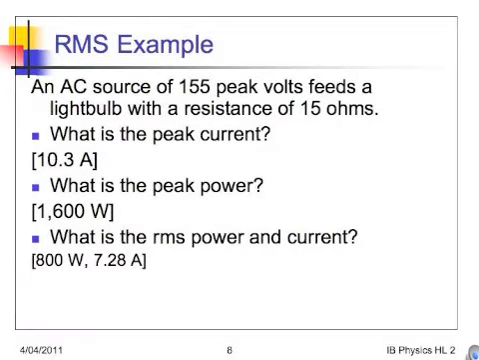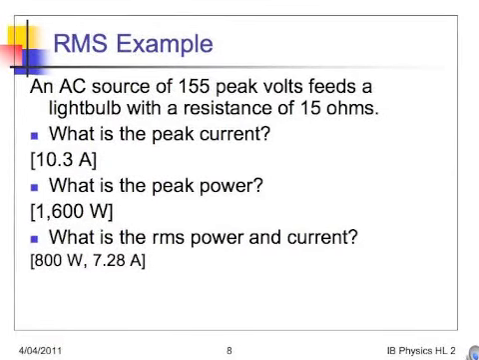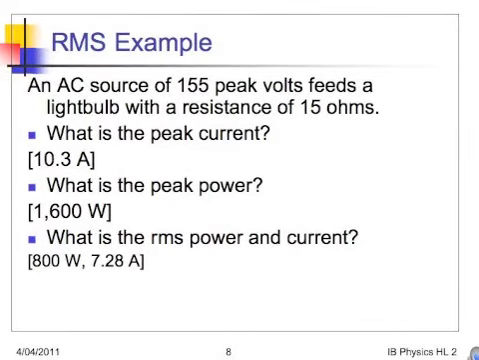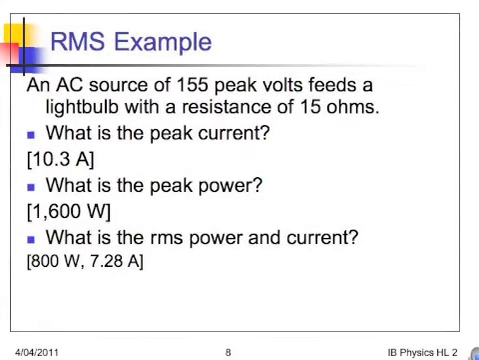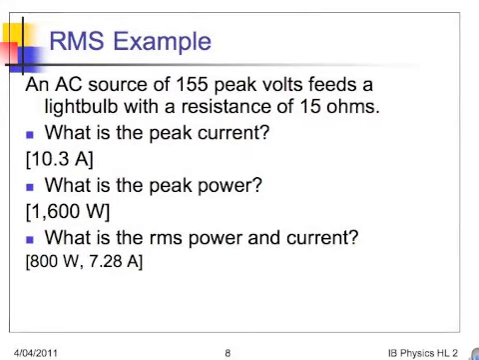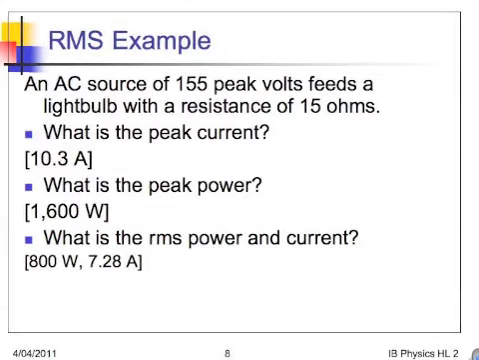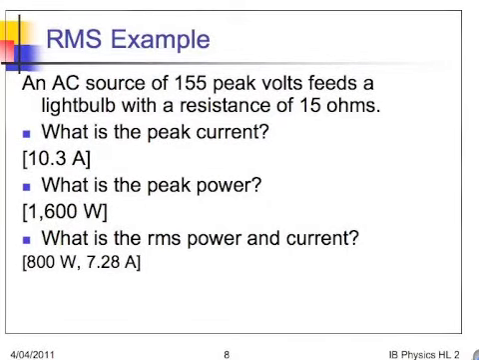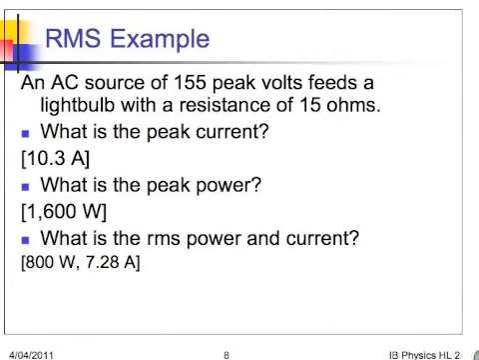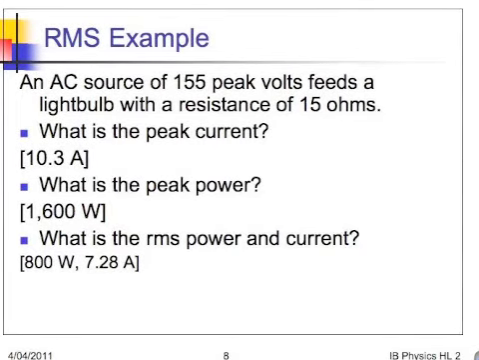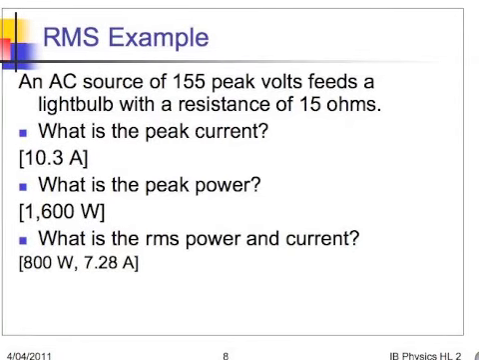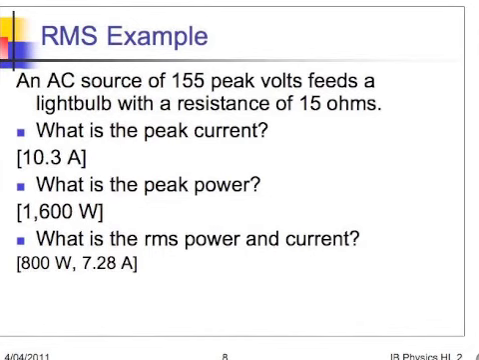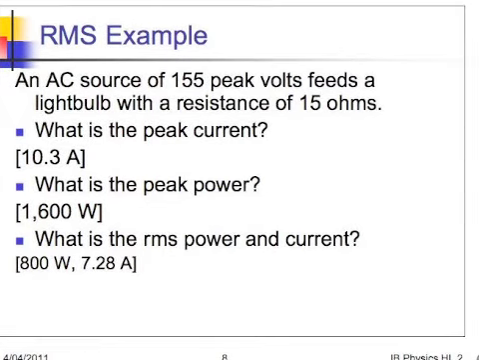The RMS power would be half the peak power, so half of 1600 would be 800 watts. That's average watts. And the RMS current would be the peak current over the square root of 2, so that would be like 10.3 over 1.4, and that should turn out to be somewhere around 7 amps. And I guess 7.2 amps is the right number. So that's about it for this, and we'll do some more problems next time.